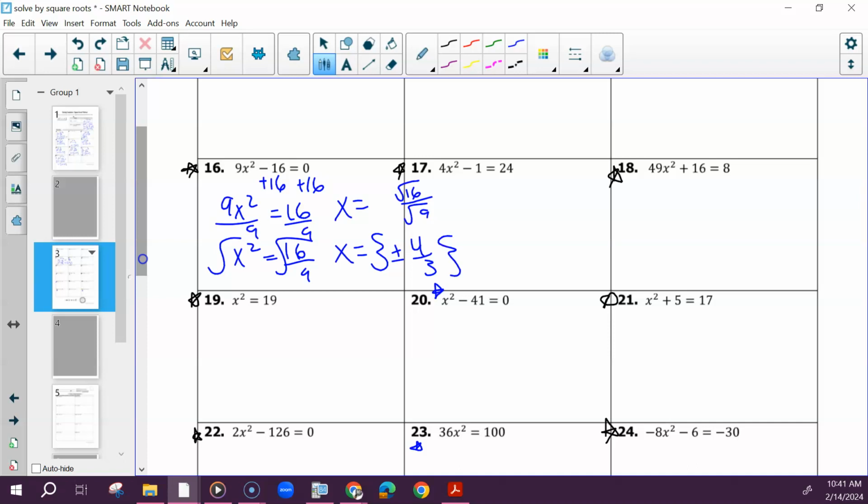Sometimes you'll get problems like that. Sometimes you'll get decimals. You would not want to put plus or minus 1.3 repeating. Leave it as a fraction. Okay. When we come back, we'll do some more of these.